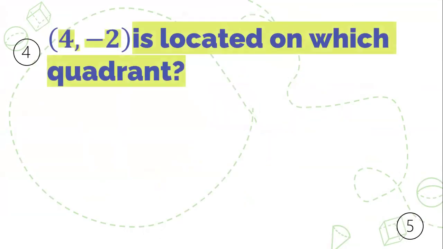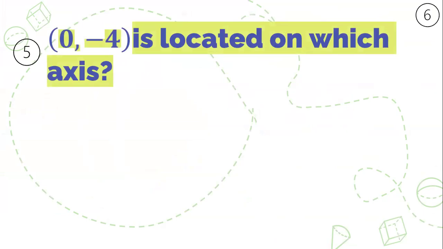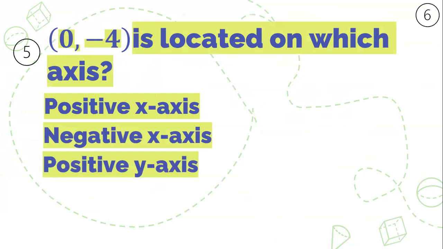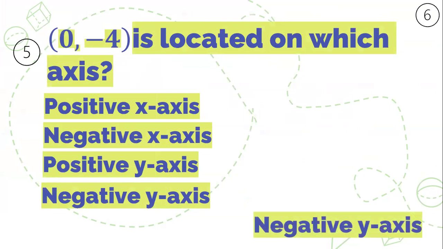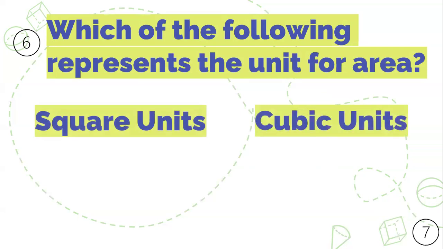Number 4. Negative 2 is located on which quadrant? This is grade 8 mathematics. Correct. So it's quadrant 4. Number 5. 0, negative 4 is located on which axis? Positive x-axis, negative x-axis, positive y-axis, or negative y-axis? Correct. So it is located on negative y-axis. You're doing great. Let's now have number 6. Which of the following represents the unit for area? Is it the square units or the cubic units? Correct. The answer is square units.